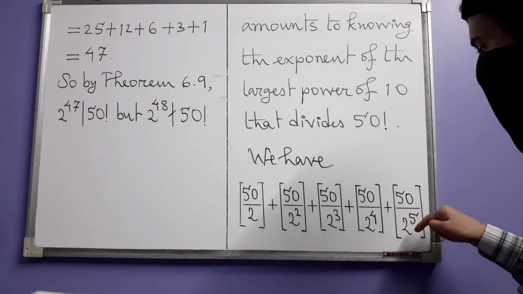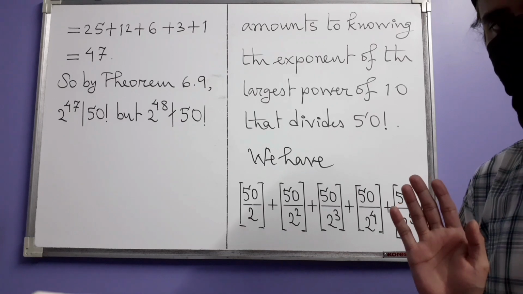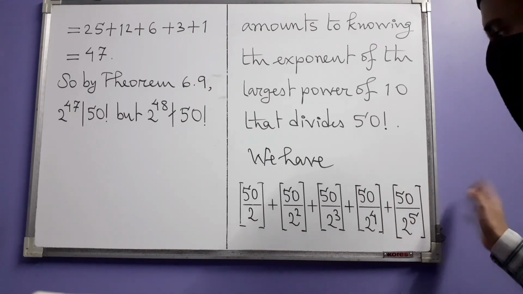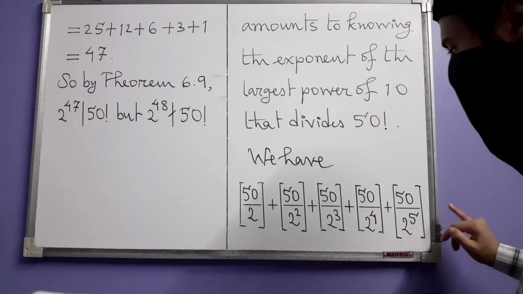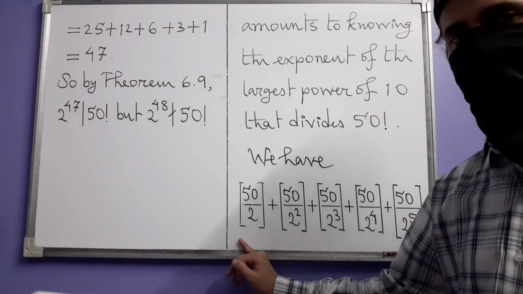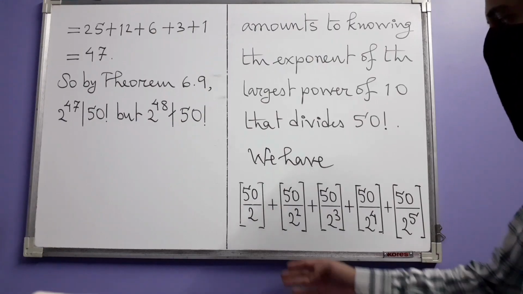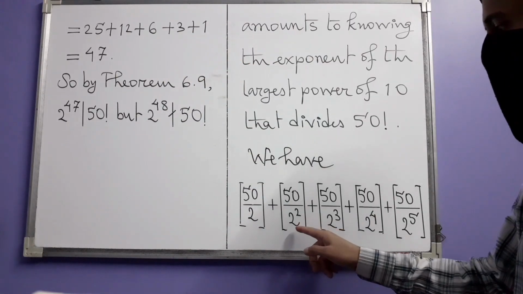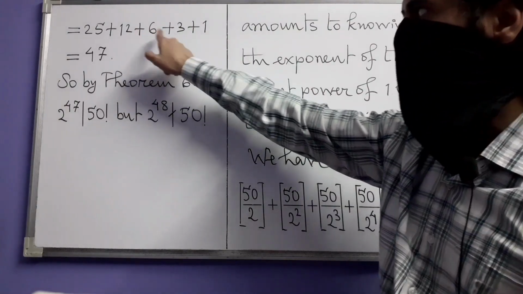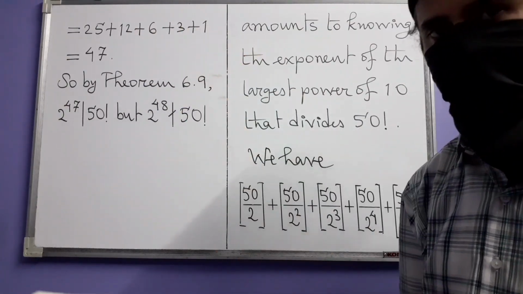Because 64 is greater than 50, all the larger powers of 2, the terms involving them, all of them will be 0. So only these greatest integer values are really the non-zero terms in that series. And if you do the calculation, this is what you get. I am leaving these values to you. Why they are this much, that I am leaving to you.